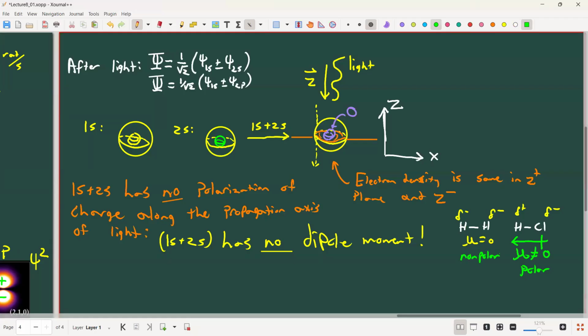Okay. So H2 doesn't have a dipole, meaning that there's no heterogeneous distribution of electrons where there's more on one side than the other. But HCl, of course, has it from electronegativity differences. And what I can say is that this combination of orbitals also doesn't have a dipole, because you just have positive everywhere. Now, what about 2p plus 1s? A little different.